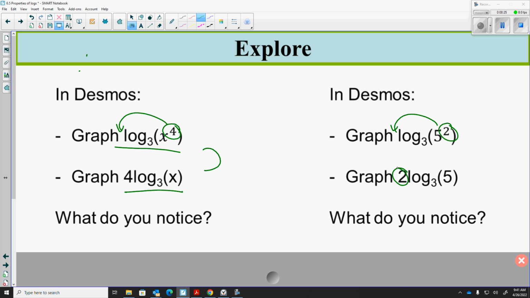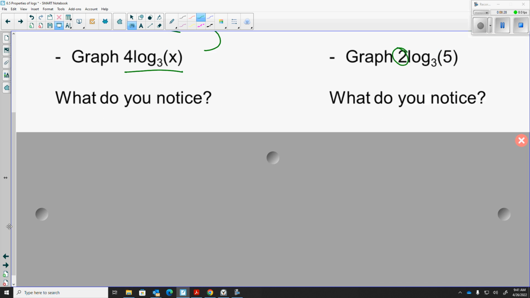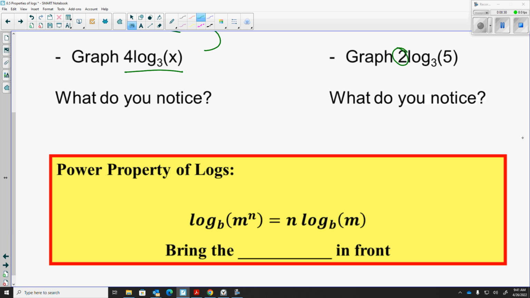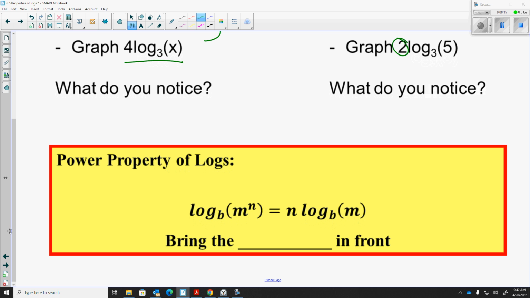So the rule is this. Again, in math language, it looks like this. Log base b of m raised to the n power is the same thing as n times log base b of m. That's the math language, all right? We want to write it in other terms. You can bring the power or the exponent in front and turn it into a coefficient. So it's not an exponent anymore, it's a coefficient. It's a number in front that's multiplying stuff.